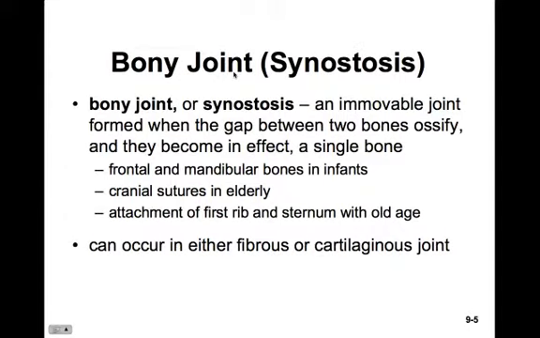The cranial sutures, however, are a different type of joint, but in the elderly, they become just as fused as the 2 frontal bones in infants. We also see the first rib and the sternum become very tightly joined to each other in old age. So a bony joint or a synostosis is absolutely immovable. Another great example is the epiphyses and diaphyses of our long bones. In childhood, they're cartilaginous joints, and in adolescence, they become synostoses.